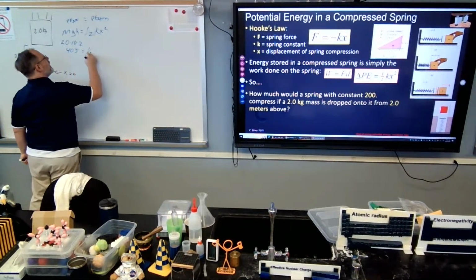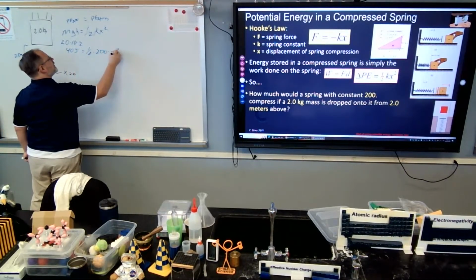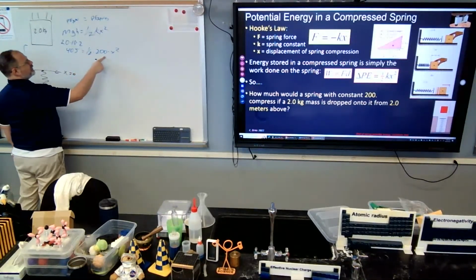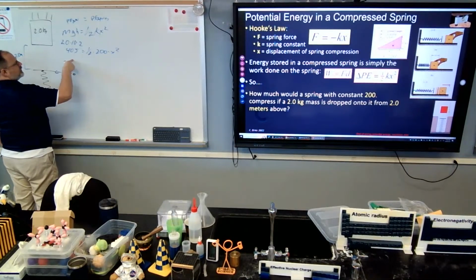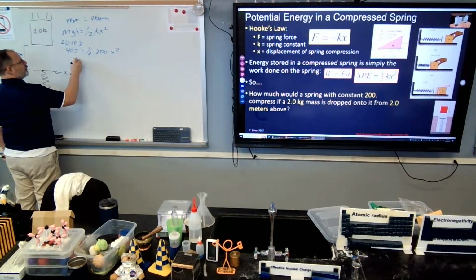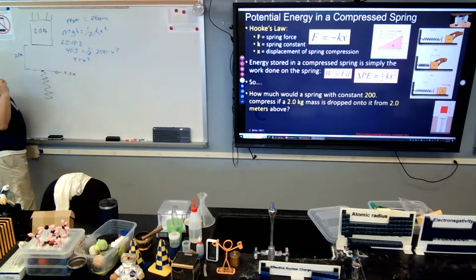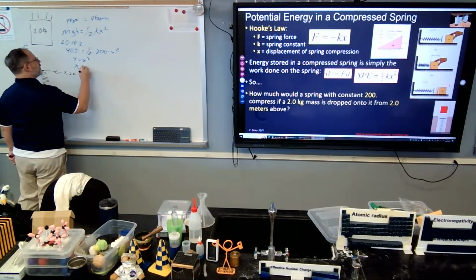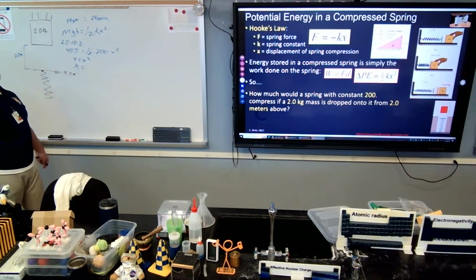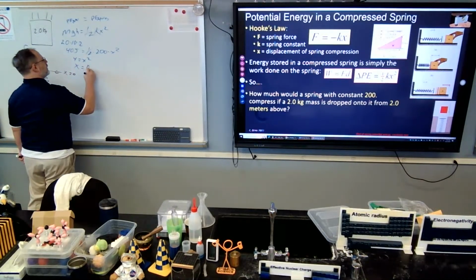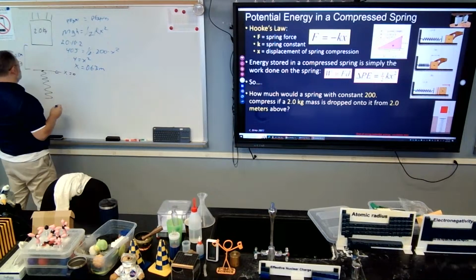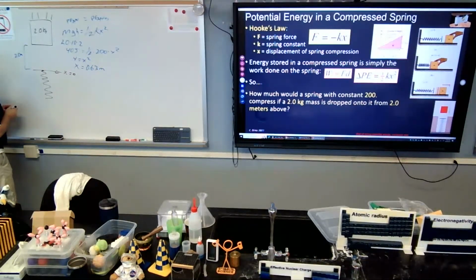And then 1/2 times 200 times x squared. So that looks like 100. And dividing it, so that looks like 0.4 equals x squared. Are we good so far? So x equals square root of 0.4. I'm thinking like 0.28. 0.63. Oh, the other direction, right. So 0.63 meters.